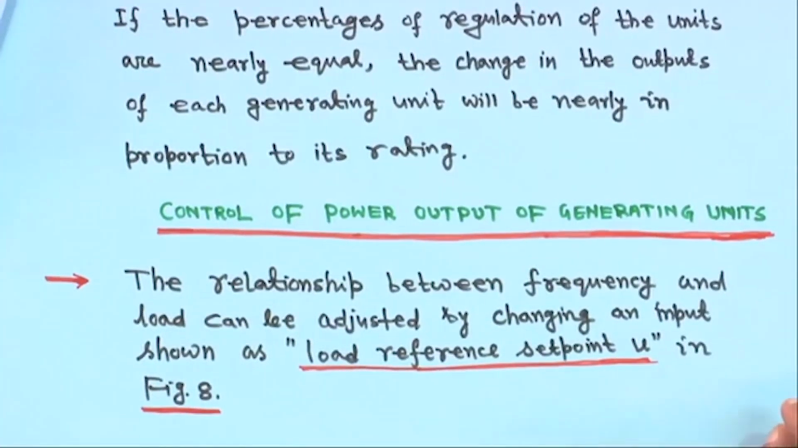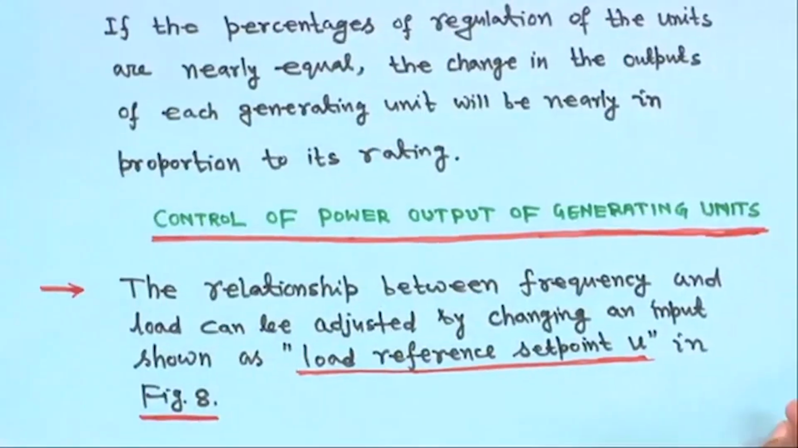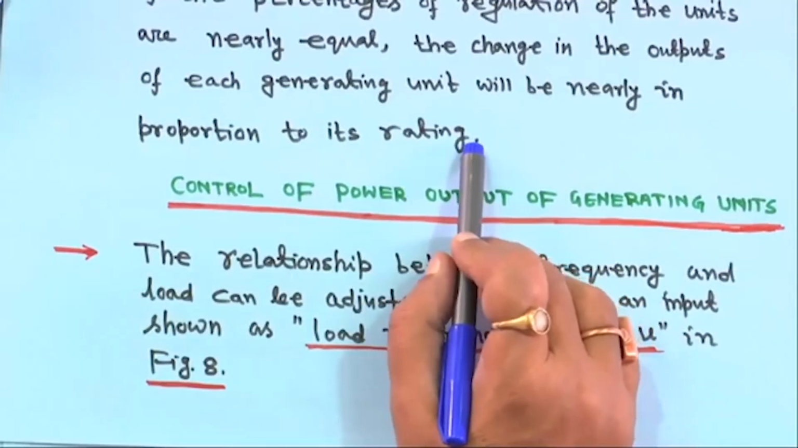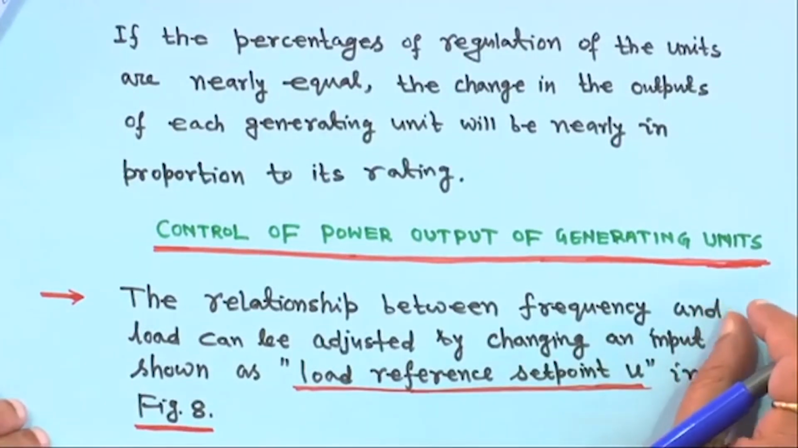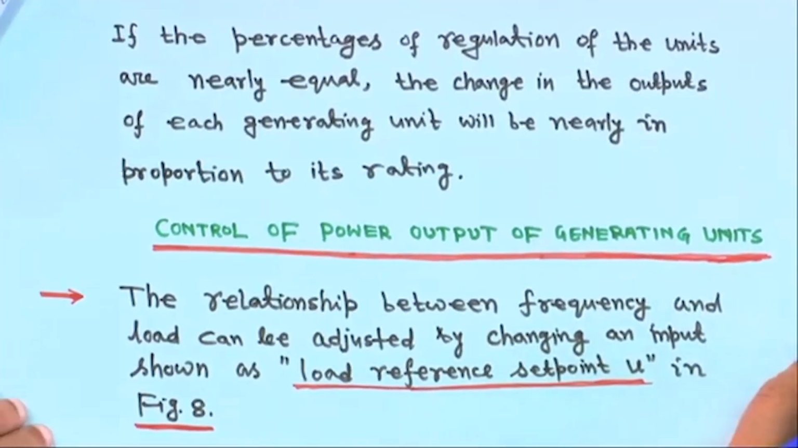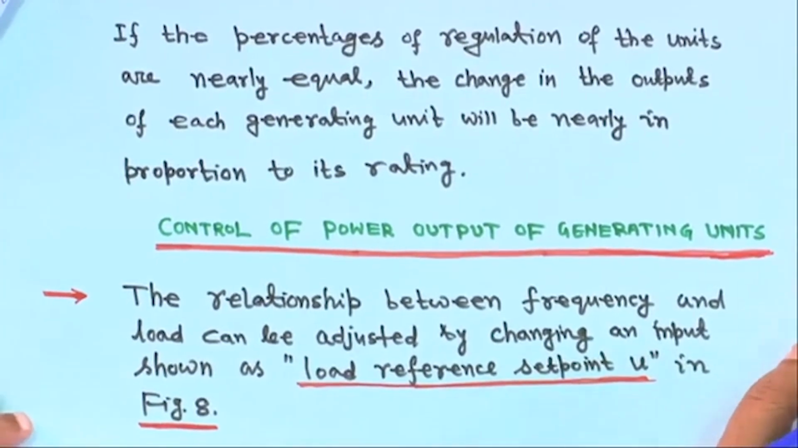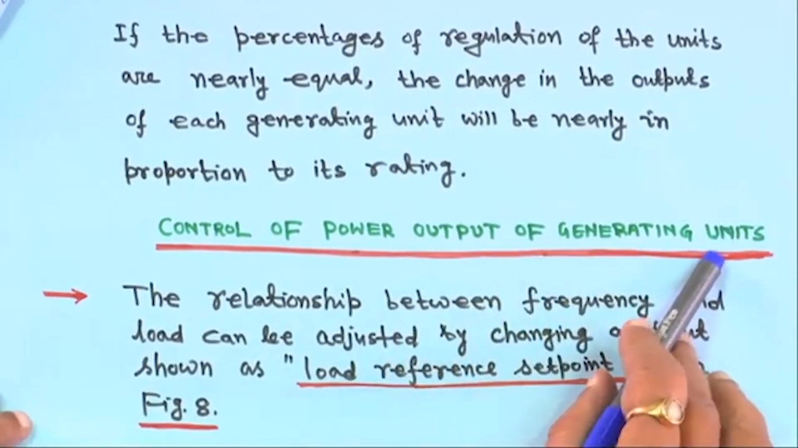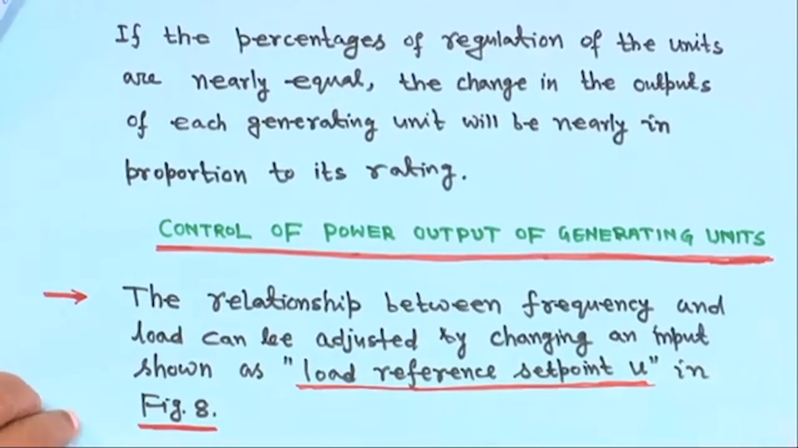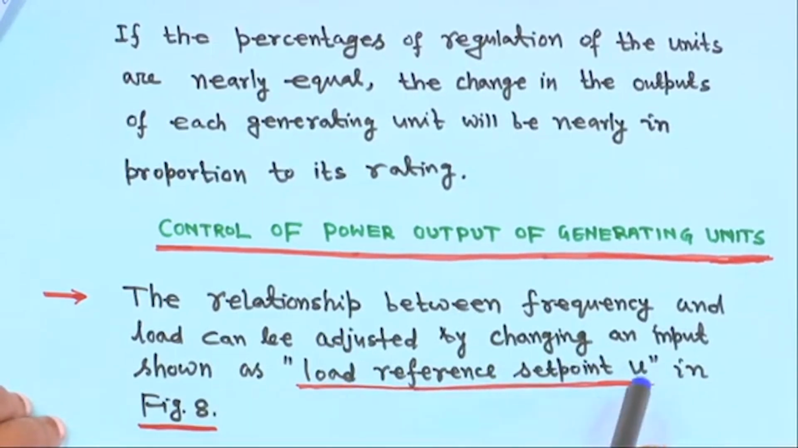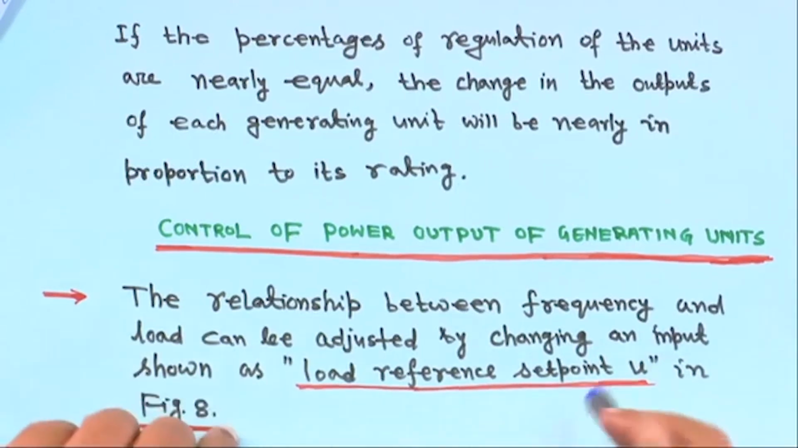Now, this is one thing. Next is control. I hope it is now understandable why we use the droop characteristic for each governor instead of an isochronous governor. So, control of power output of generating units. The generating unit will generate power, but you have to control the output power. The relationship between frequency and load can be adjusted by changing the input shown as a load reference set point. This is called U in figure 8. We will come back to that.